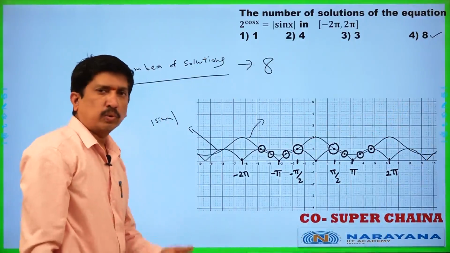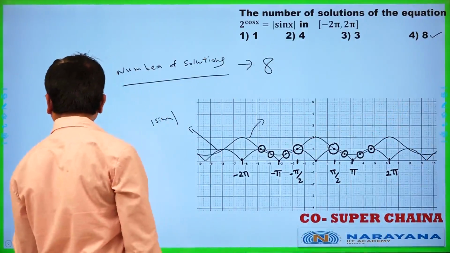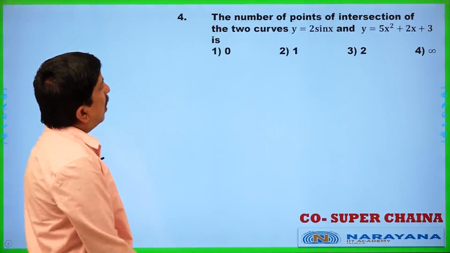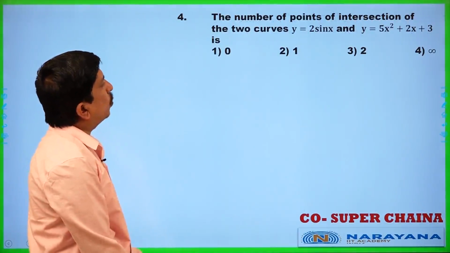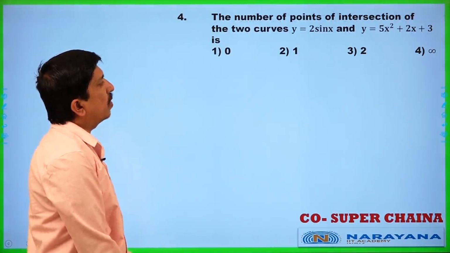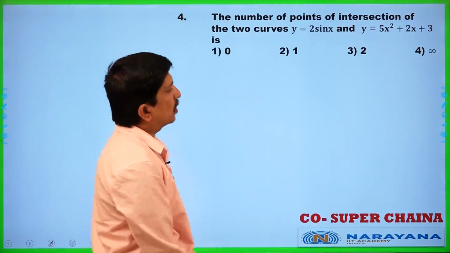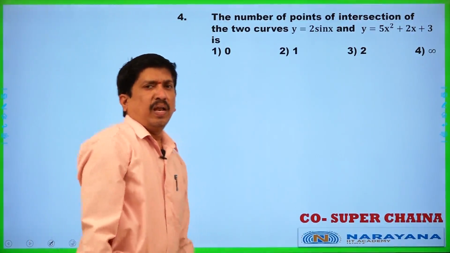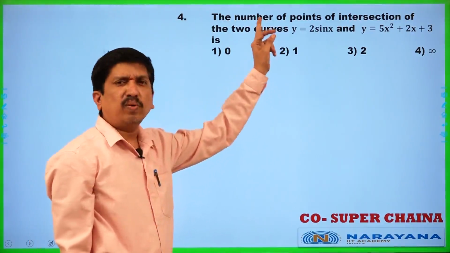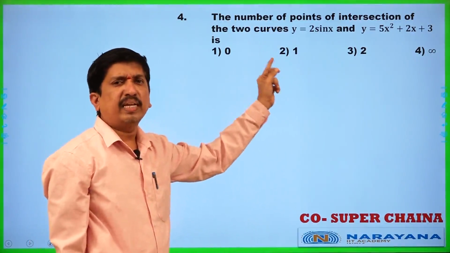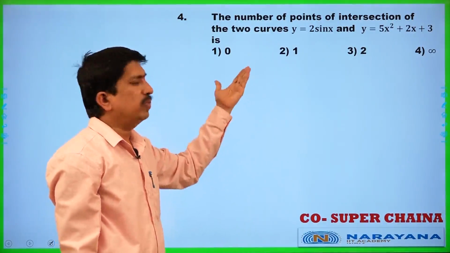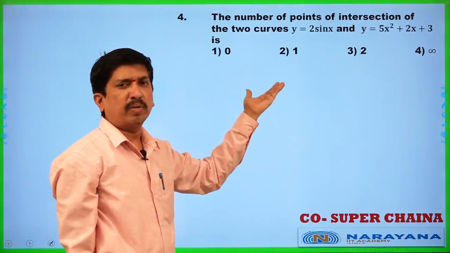Let us move to the next question. The number of points of intersection of the two curves y equal to 2 sin x and y equal to 5x square plus 2x plus 3. Now, you know very well the sin x graph; the sin x range is -1 less than or equal to sin x less than or equal to 1. For 2 sin x, you can easily pick up where you will get it.